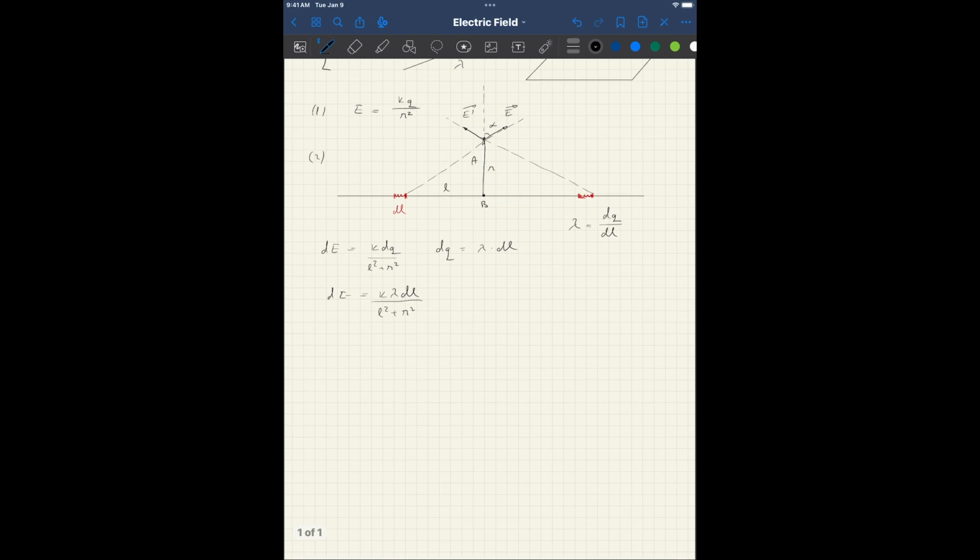Now we want to add all of these components, and we want to double everything because we're doing it for half of the wire, but we have two halves. So E will be equal to double the integral, so 2 times the integral from 0 to infinity. Keep in mind we're integrating over L. So the integral over dE cosine of alpha.